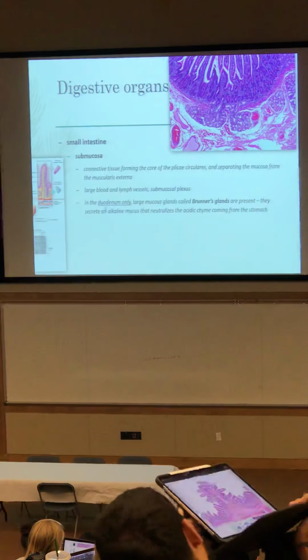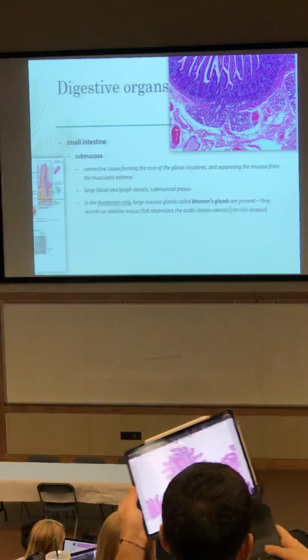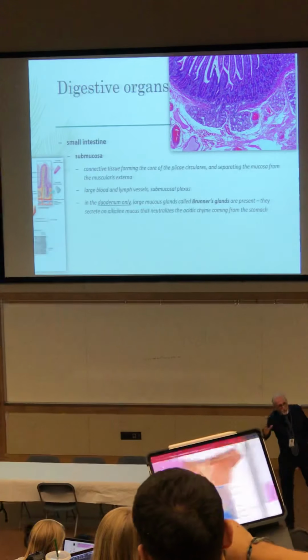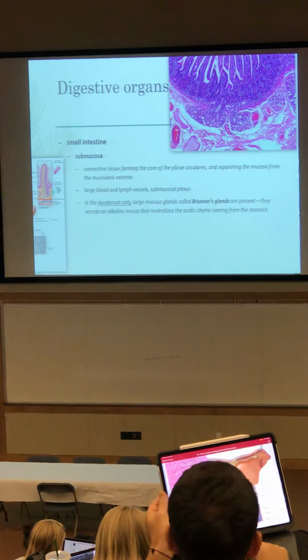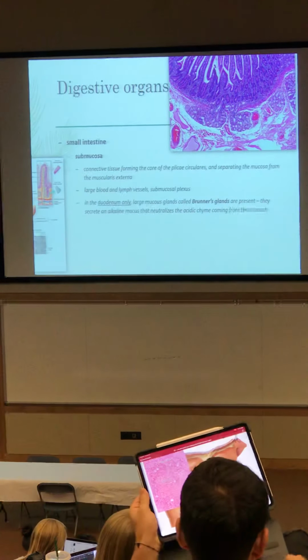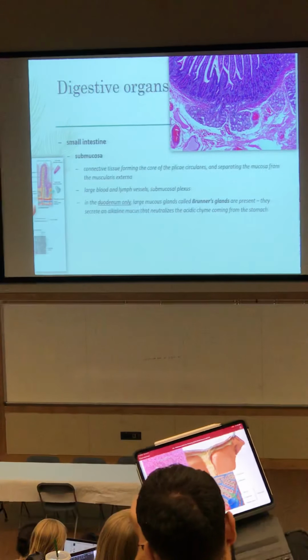Now, in the duodenum, and only in the duodenum, so this is one of the identifying features of duodenum. You will be tested over this. There probably will be a picture of duodenum on the final exam, and you will know it is duodenum because you will see villi, you will see crypts, you'll see Paneth cells, and you will also see huge mucus glands.